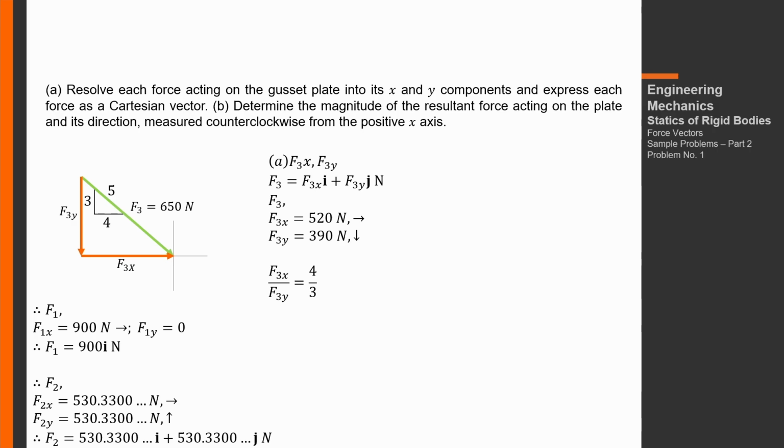So, check natin. So, F3x over F3y ba? Yung ratio is 4 over 3 kagaya nung maliit na triangle sa given. So, 520, simplify lang, divide yung numerator pati yung denominator sa 130. So, equal din yun sa 4/3. So, therefore, yung Cartesian vector, so 520i, positive dahil going to the right. Tapos, yung y component na 390 ay negative. So, dahil downward.